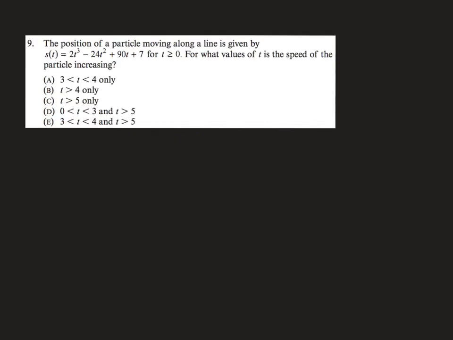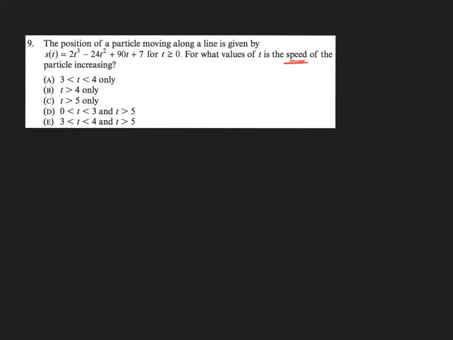For this problem, the position of the particle moving along a line is given by s of t equals t cubed minus 24t squared plus 90t plus 7 for t is greater than 0. For what values of t is the speed of the particle increasing? So basically what we want to do on this problem is figure out the graph of the speed and then look for where it's increasing.